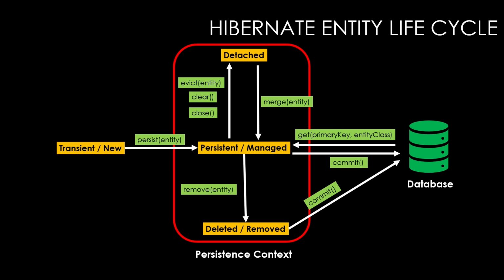But what happens is that if you have first evicted it, it will be in the detached state. Now if you say you want to merge, first of all it will go to the persistent or managed state. Since you have already read it from the database, it will represent something in your database, and when you commit, the change will be reflected in your database. So these are the various states: transient or new, persistent or managed, deleted or removed, and detached. For detached they didn't give a second name, but these are most of the states we have in Hibernate.